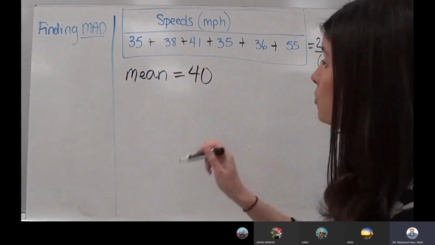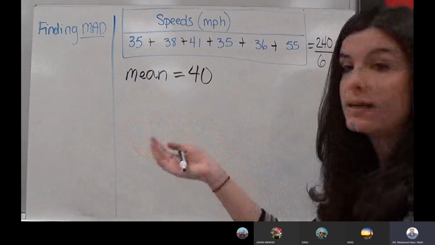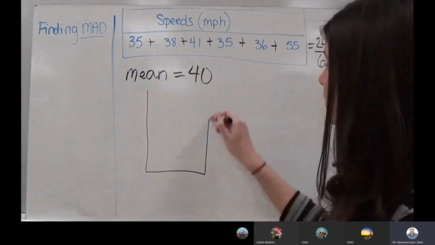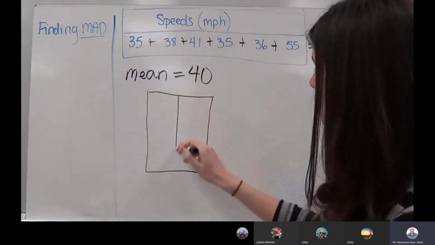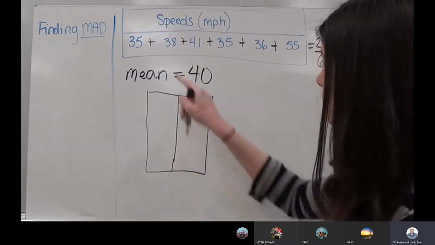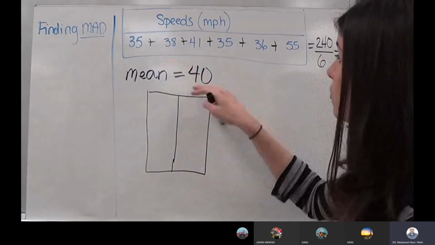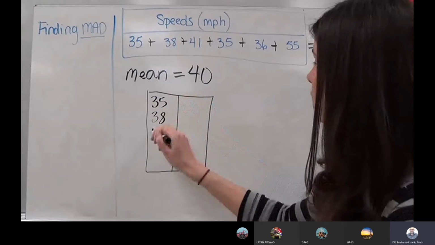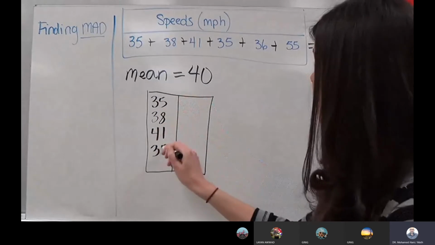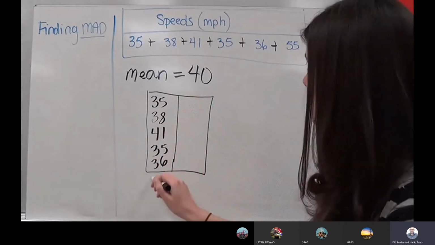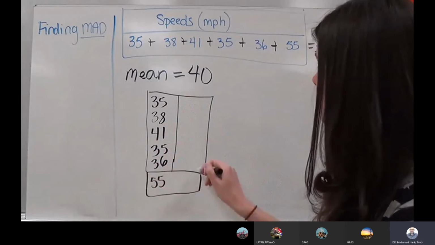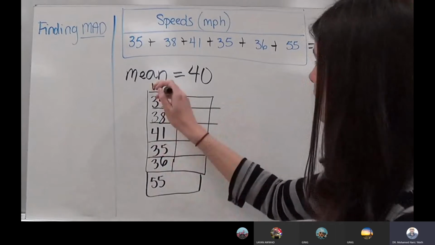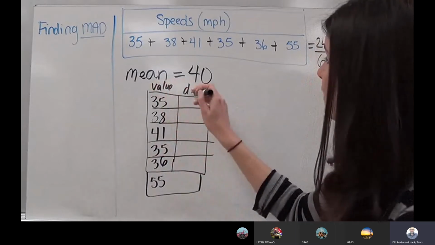Okay, so now you can make a table, or you could do a number line like on the first example of finding the distance from each one. So I'm going to show you how to do it in a table. So you're finding the distance that each one of these values is from 40. So I'm going to list these values: 35, 38, 41, 35, 36, and 55. Okay? So here's the value, and then we're going to find the distance.